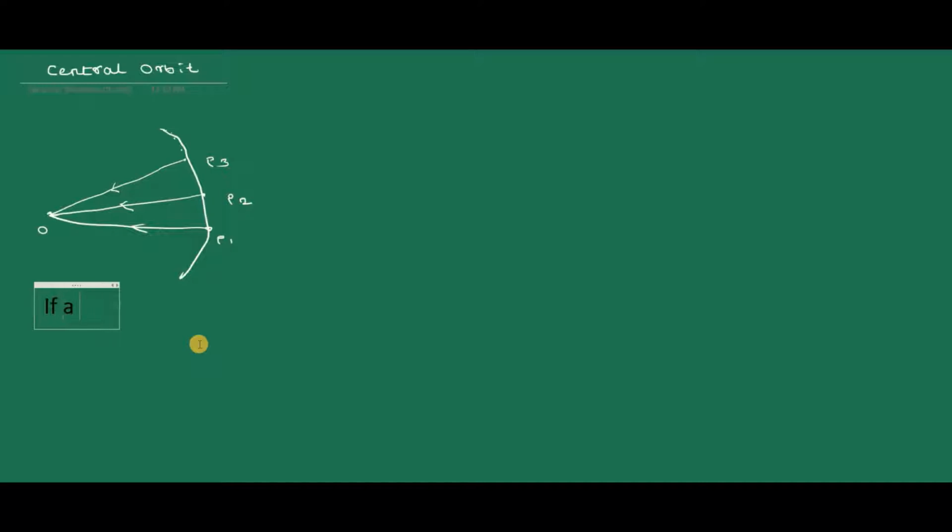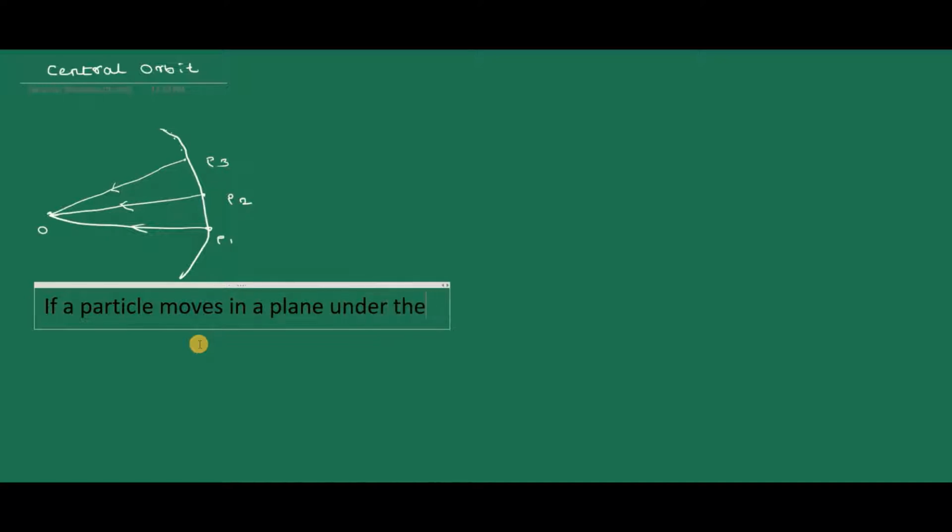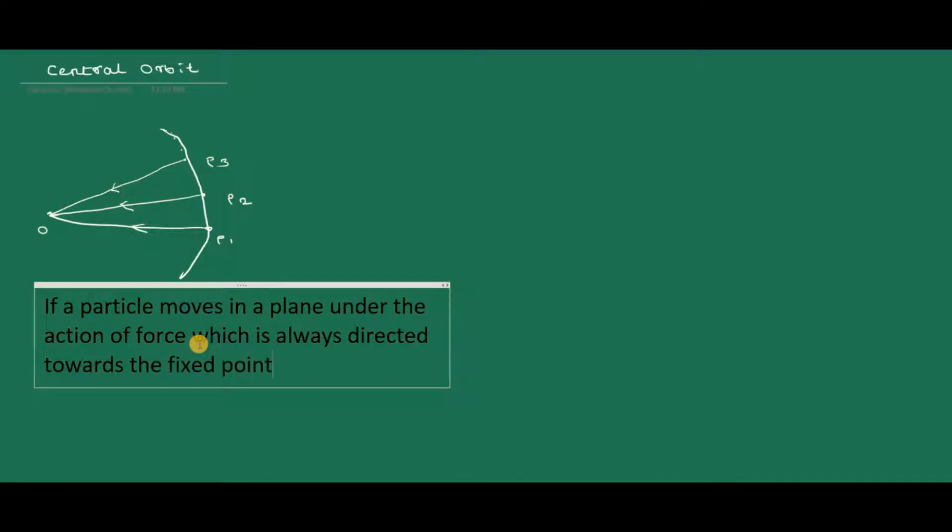So right here, if a particle moves in a plane under the action of a force which is always directed towards the fixed point, then the path traced by the particle is called central orbit.